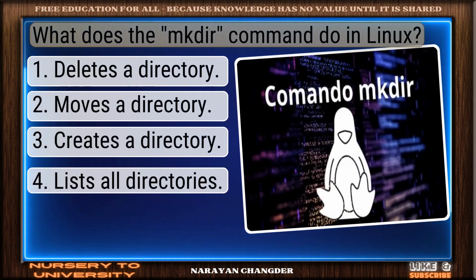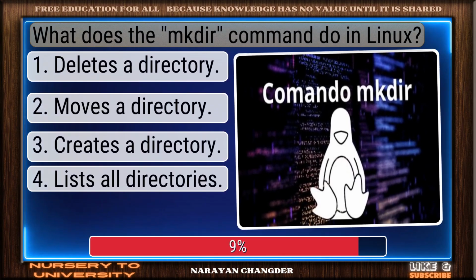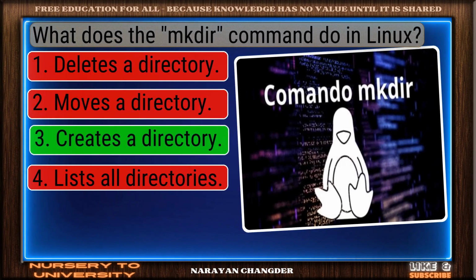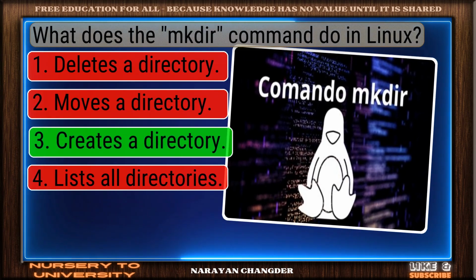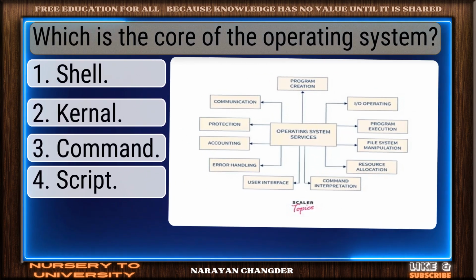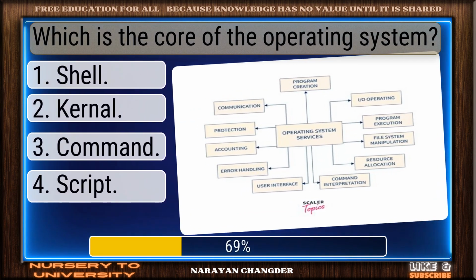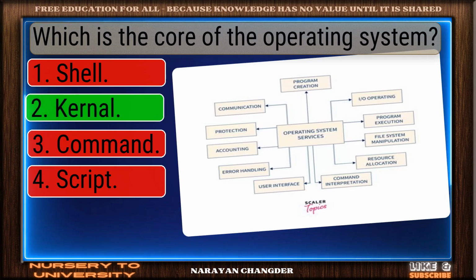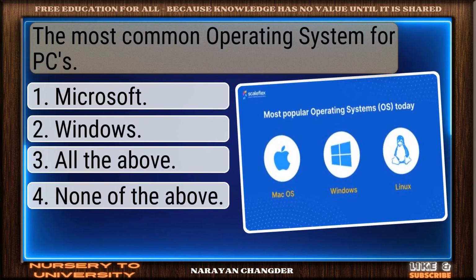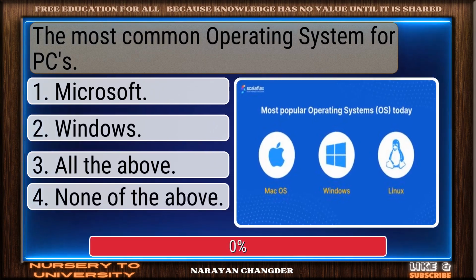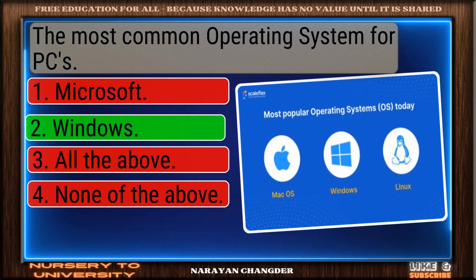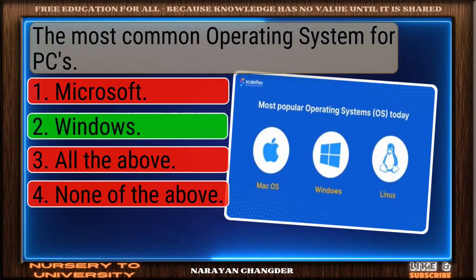What does the kita command do in Linux? Nice work. You chose creates a directory, and it is correct. Which is the core of the operating system? Well done. Kernel is the right choice. The most common operating system for PCs. Valid point. Windows is true.